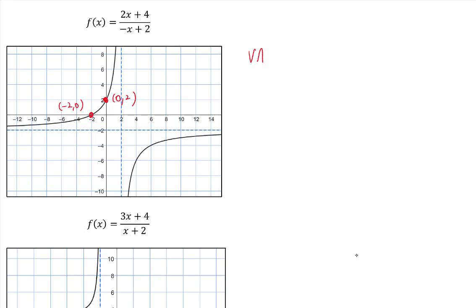There is a vertical asymptote, and this time it's at x equals positive 2. If we look at the end behaviors, once again we see as x goes to plus or minus infinity, we see that y goes to negative 2. So this tells us we have a horizontal asymptote at y equals negative 2.